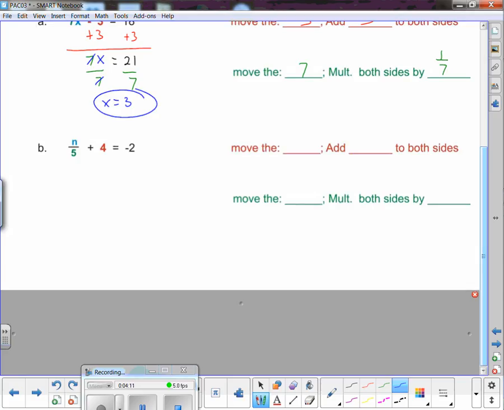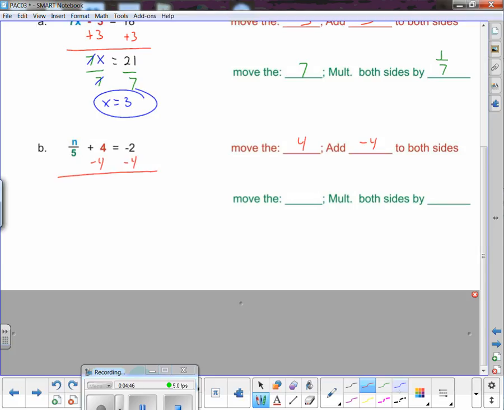Okay, second one. So again, you have things that are added to the variable, and you have things multiplied times the variable. So somebody tell me, raise your hand, what you want to move first. Allison, what do you want to move? The 4. And how do you want to move it? Okay, so I'm going to add negative 4 to both sides. I agree. We'll add its opposite to both sides. I'm going to add a negative 4 to the left. I'm going to add a negative 4 to the right.